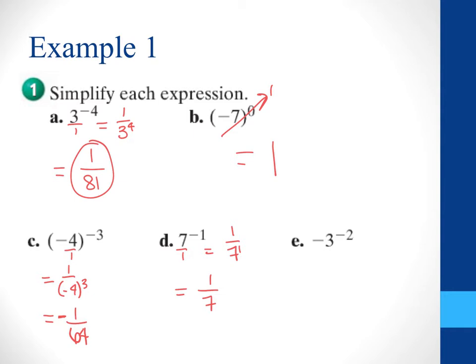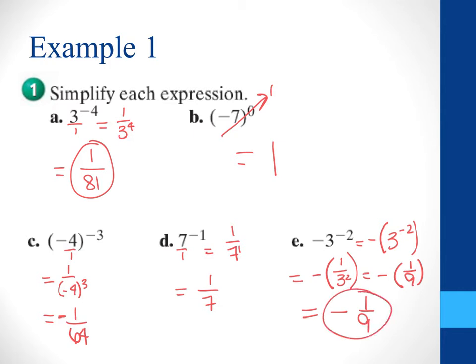And then finally, I have a negative, this could really be written as a negative 3 to the negative 2nd power. So when I simplify that, I really have a negative, and then 3 to the negative 2nd is really 1 divided by 3 squared. And then I can simplify that. My negative stays outside. 1 divided by 3 squared is really 1/9. And to simplify the whole thing, I end up with a negative 1/9. And this would be my final answer.